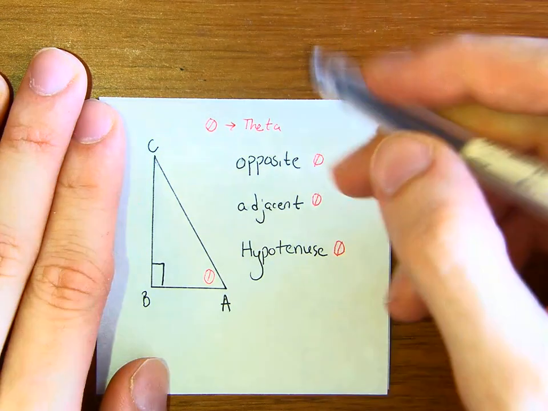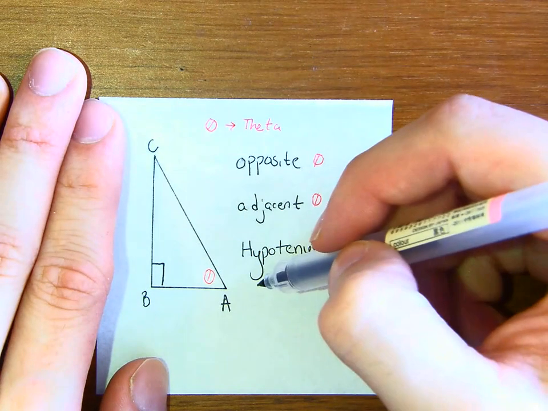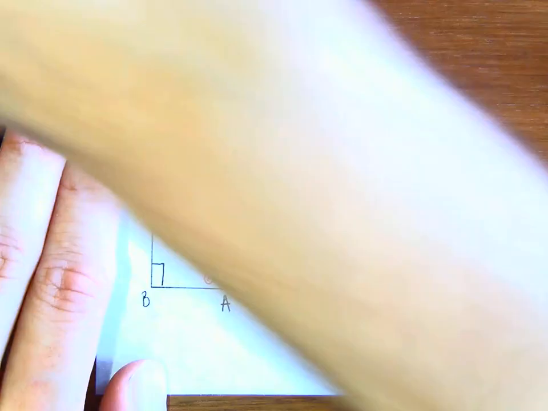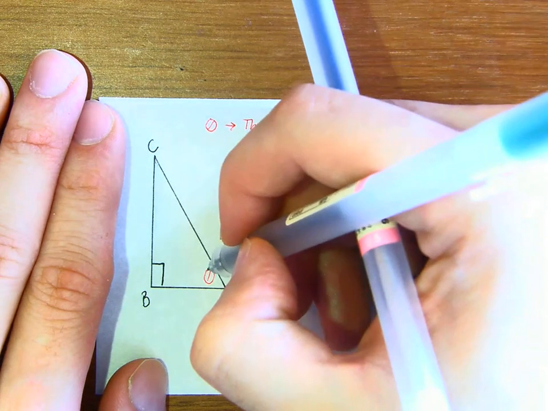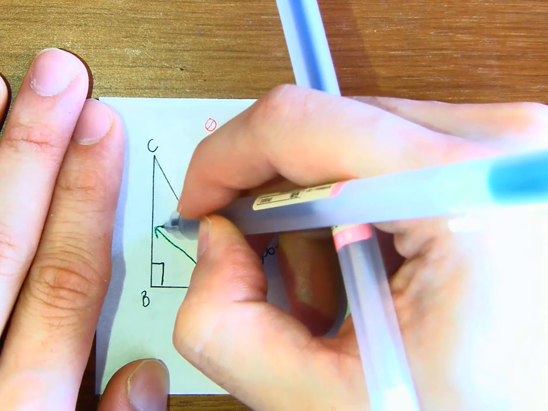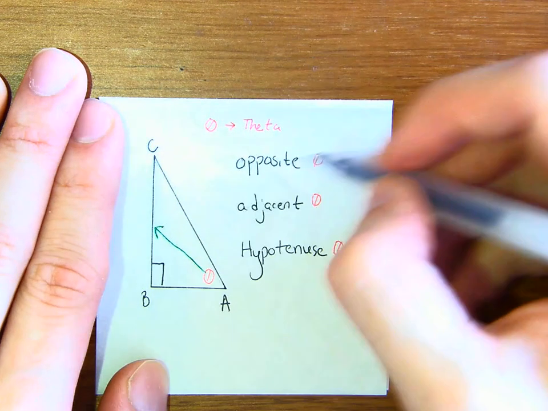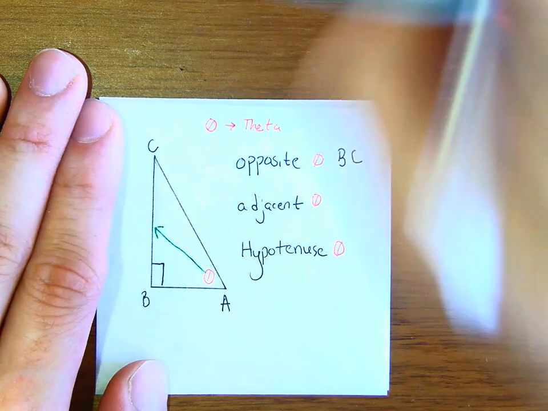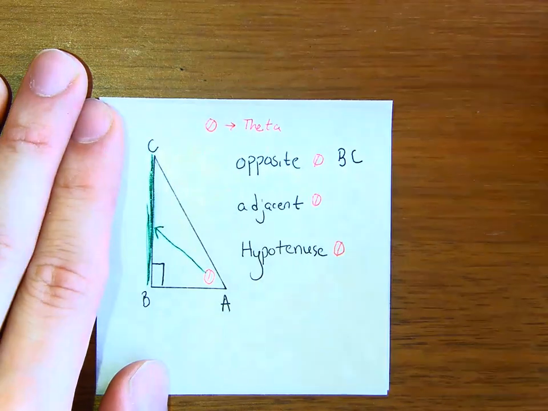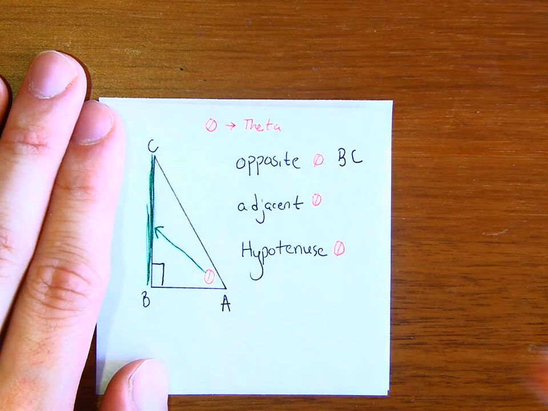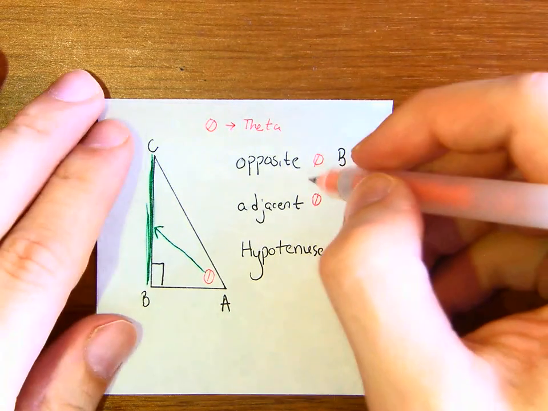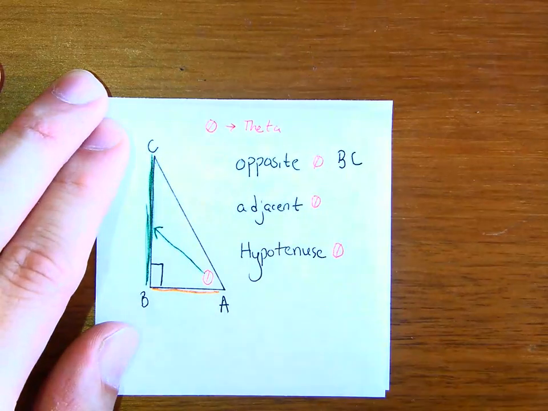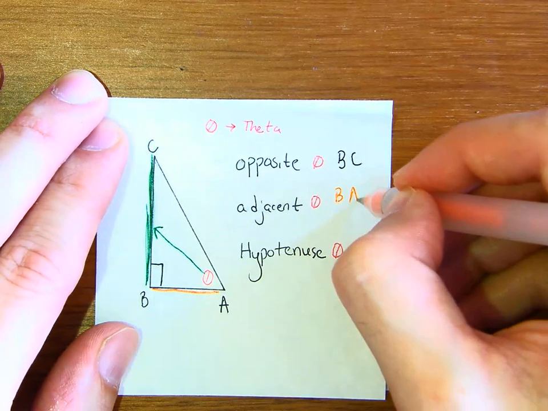Now, if I were to ask you, which length of this triangle represents the opposite of theta? Take a second and try to figure that out. If we look at theta over here, the opposite of theta would be the length BC, this side over here. What if we wanted to find the adjacent of theta? Notice the adjacent is next to. So this would be the adjacent to theta, and this is BA.